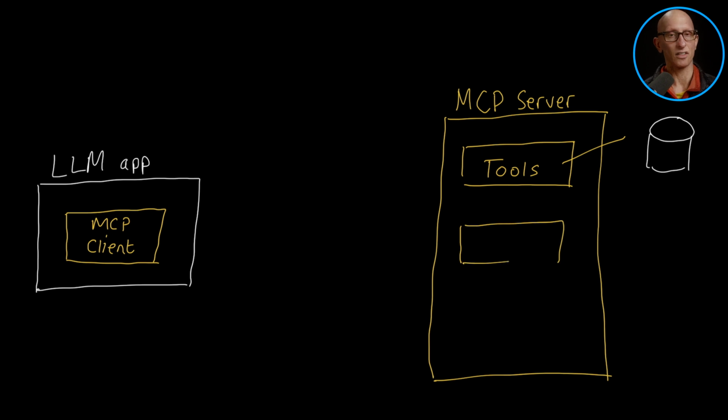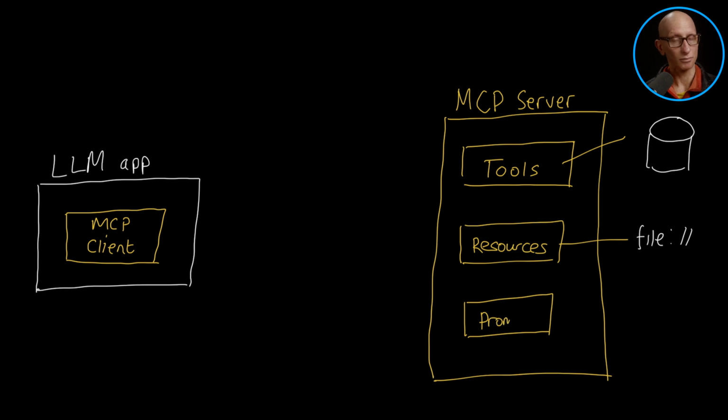Resources are the next thing. Those are data and content that can be read by the client. So for example, it could be a local file on the server, or maybe a file on a Google Drive. And then finally, a server can provide prompts that will be made available to the user of the LLM application. And what I've noticed is that sometimes the prompt can be used alongside tools to help those tools work better.